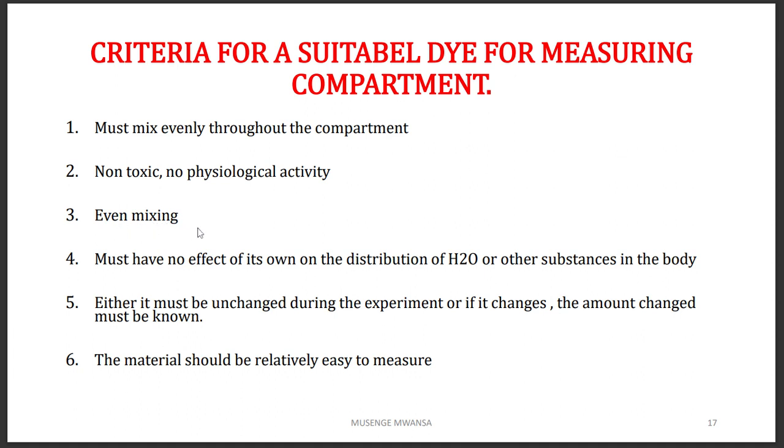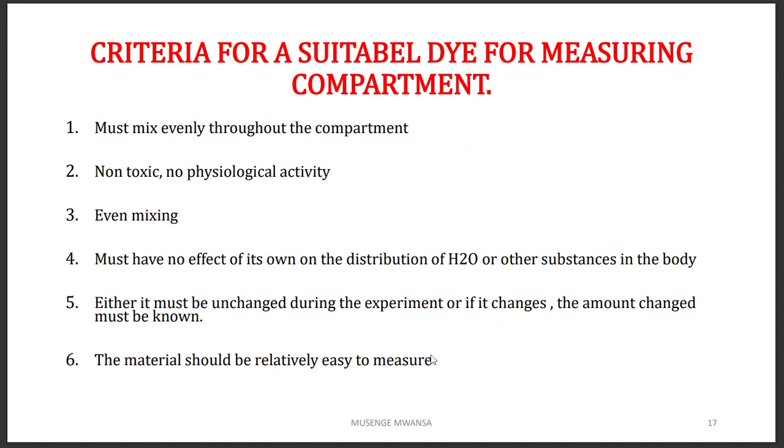And then it should mix evenly; it shouldn't be concentrated on one point and not on the other. So basically this is the same as the first one. It must have no effect of its own on the distribution of water and other substances. So if this dye has been injected in the body, it should not affect the way liquid is distributed, with water starting to concentrate on one side. That would affect physiological activity.